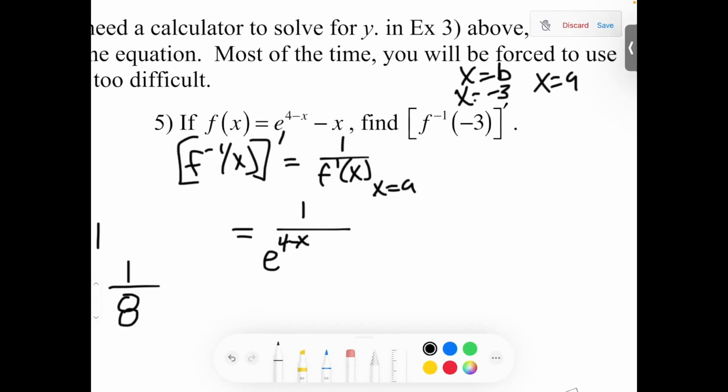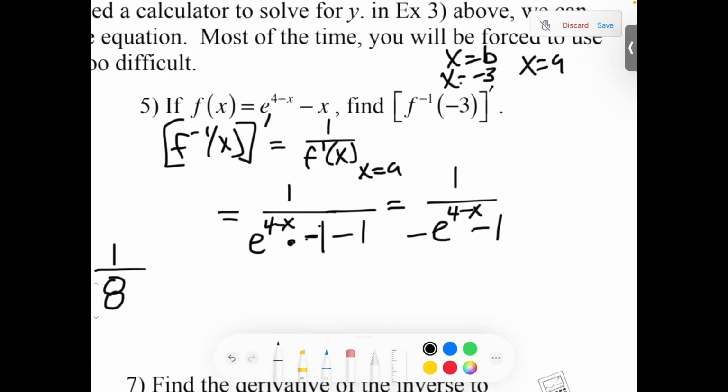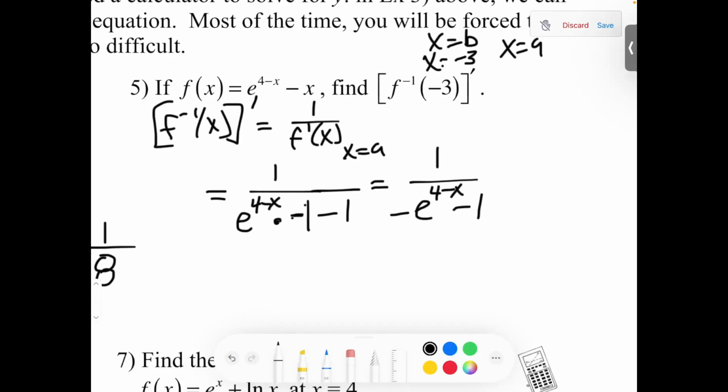So 1 over the derivative of e to the 4 minus x. We're going to use the chain rule and multiply that by the derivative of 4 minus x, which is -1, minus the derivative of x, which is just 1. So we end up with 1 over negative e to the 4 minus x, minus 1. So what value are we going to plug in for x? We can't plug in -3. We have to figure out what that value is.